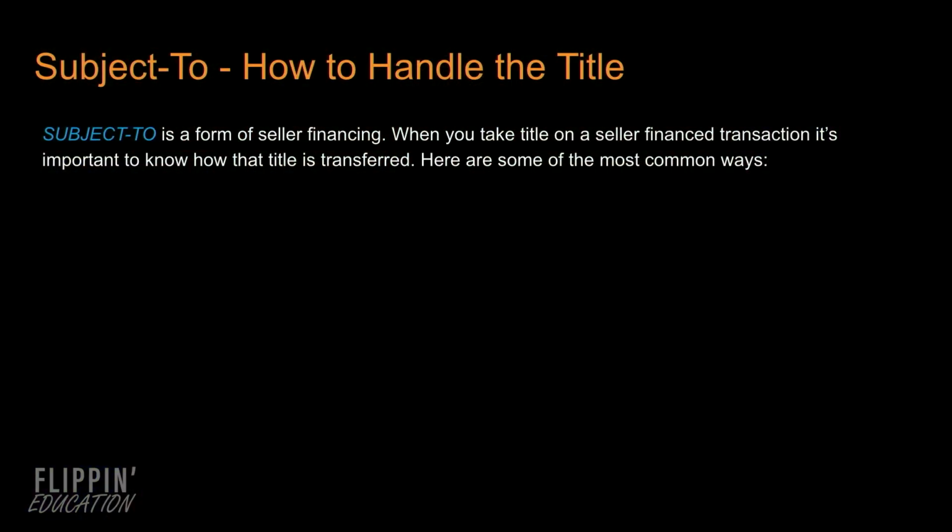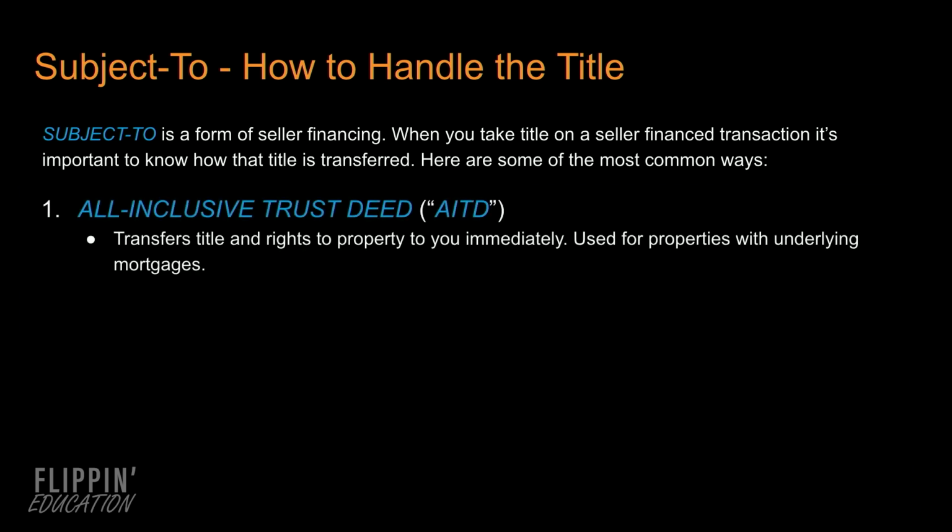Subject to is a form of seller financing, and when you take title on a seller finance transaction, it's important to know how that title is transferred. Here are some of the most common ways. The most common way is an all-inclusive trust deed, or abbreviated as AITD. This transfers the title and the rights of the property to you immediately. It's used for properties with underlying mortgages.